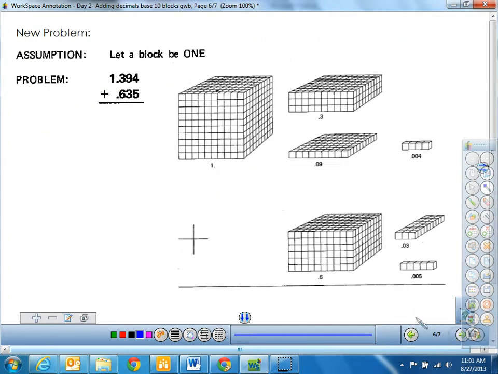Let's keep going on. All right, here they're doing the exact same thing. They're changing it to a vertical problem, but they're still showing it as done with manipulatives. This is our whole number. They've kind of changed it because we have 3 place values after the decimal. So we've got 1 whole, then we have 3 tenths, and then we have 9 hundredths, and we have 4 thousandths, 6 tenths, 3 hundredths, and 5 thousandths.